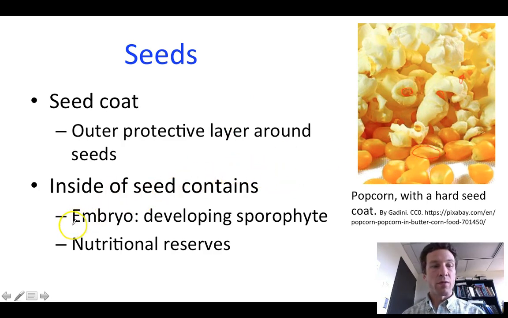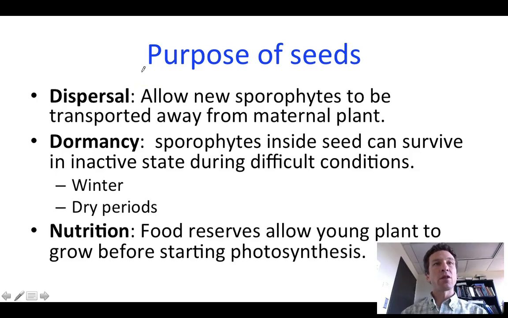Inside of the seed coat, we still have our embryo and nutritional reserves, as we diagrammed on the last slide, and so you can see the nutritional reserves here. It's the part that we like to eat in the popcorn. So for a fern, it has to grow wherever it lands, and the sporophyte has to become independent immediately upon growing. It doesn't have any good source of nutrition.